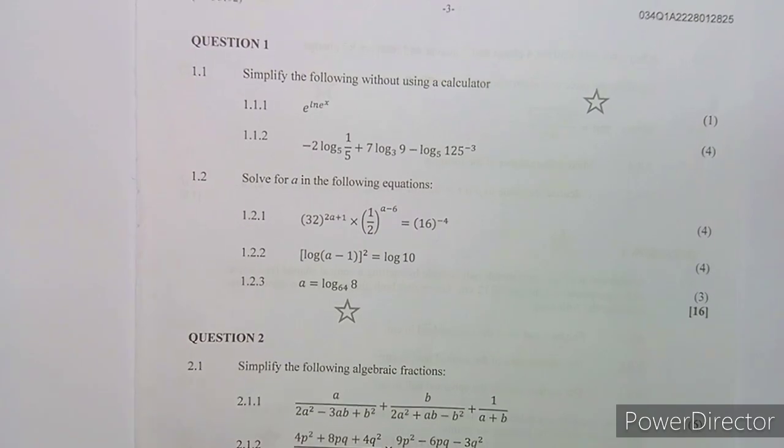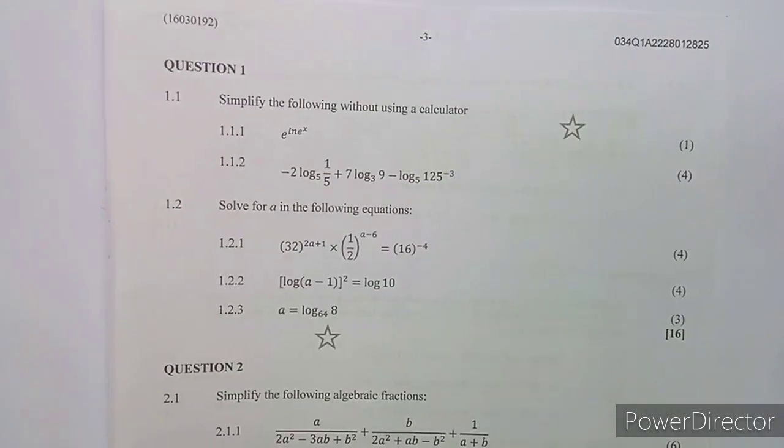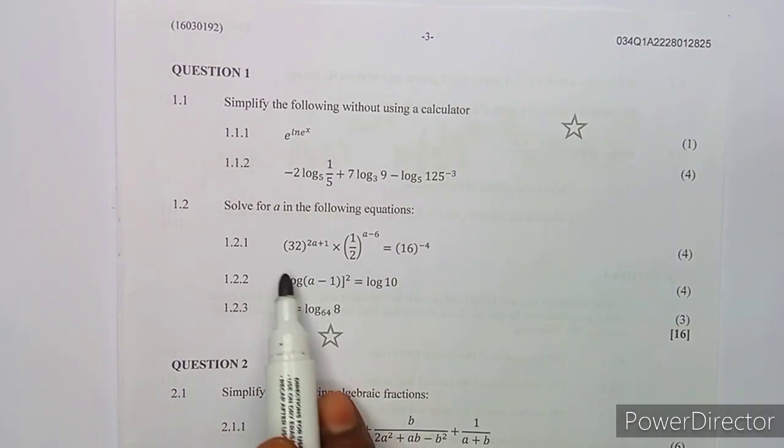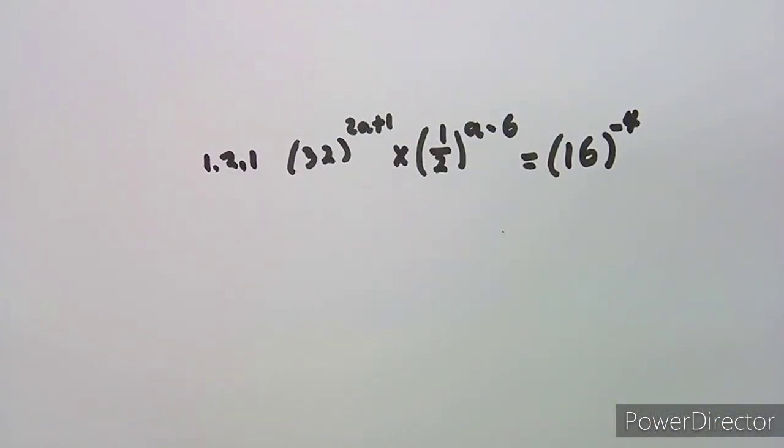Okay, the first part there, let me see where I wrote this, or maybe I didn't even write this part. All right, so this is what we have there. That is the question on 1.21, and it's actually 4 marks there. So how can we solve for a, because the question is for us to solve for a there.